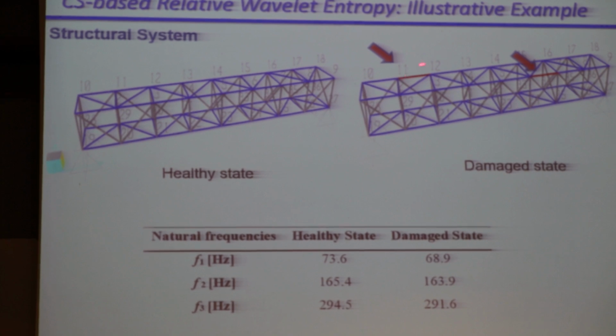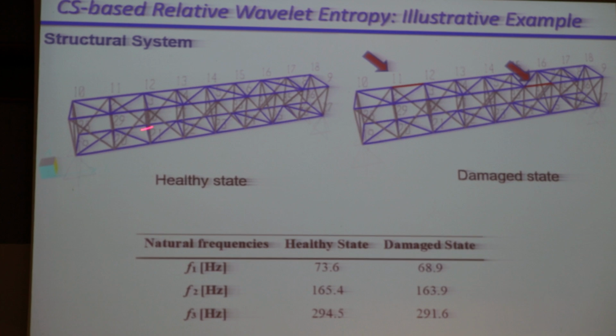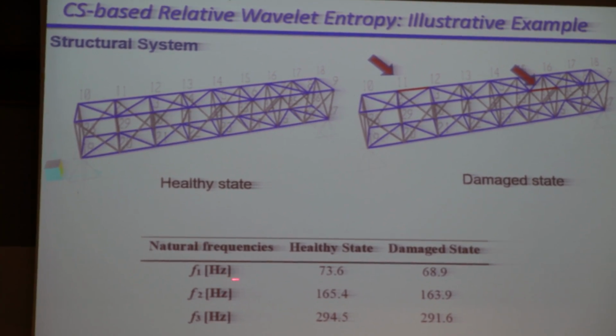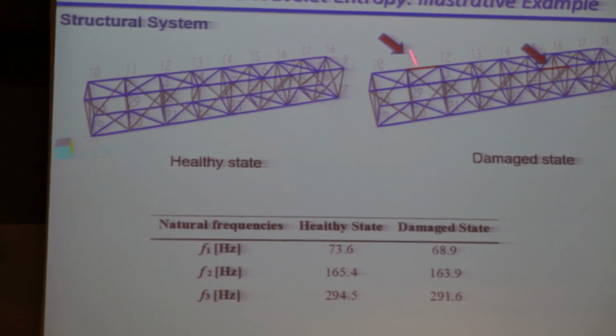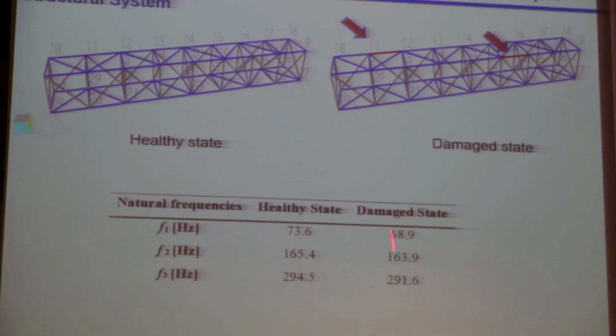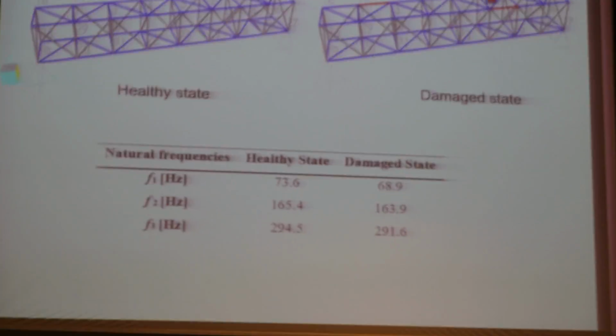We introduce two damaging points. We instrument this bridge along its length, and these are natural frequencies we get from particular modal analysis. Due to this damage at these two different points, we see changes in the natural frequencies. But this is what we want to detect through our algorithm.